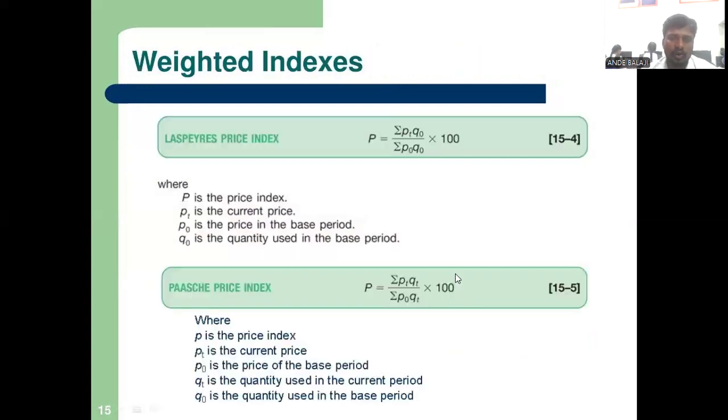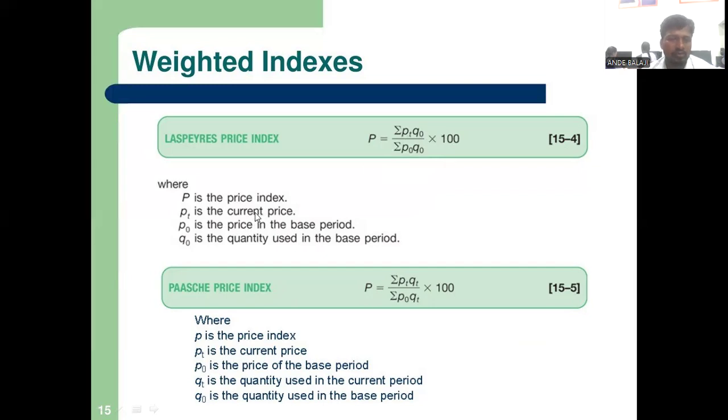This is the Laspeyres formula. Laspeyres index number is also called the base year index number. Why? Because in the denominator we have the product of base year prices and base year quantities. So this is the basic formula for Laspeyres price index number, that is P equal to summation Pt into Q naught divided by summation P naught into Q naught, into 100.